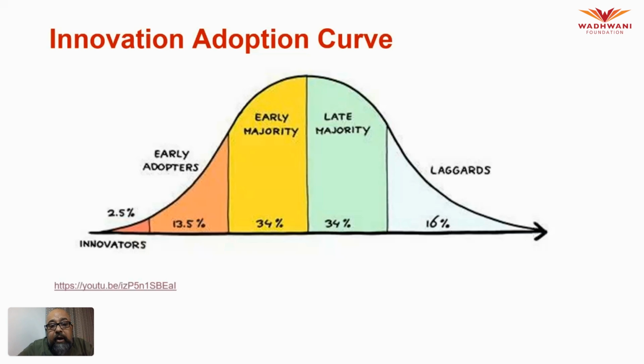I'm sure you're aware about the product life cycle, right? Which goes up and comes down like a bell curve. Now, how does that work with the innovation dispersion curve or innovation adoption curve, as it is called. And this video that I've asked you to watch is a 4-minute video.